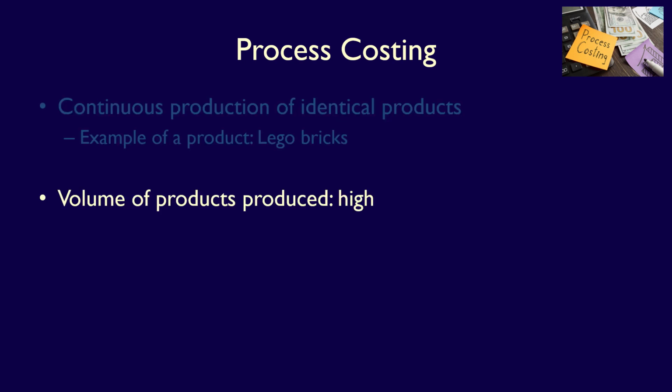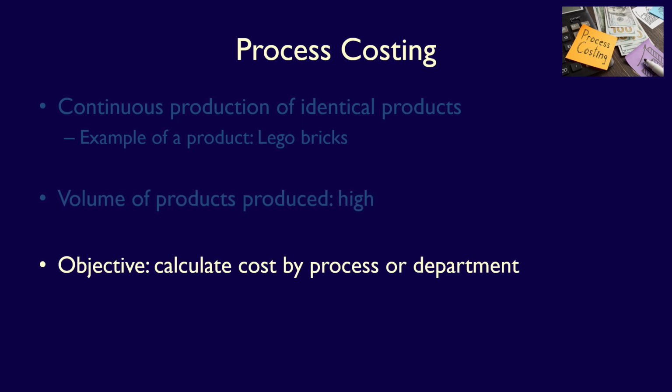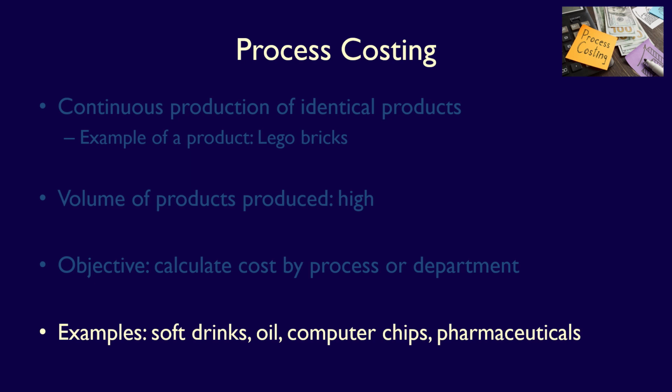In addition, the volume of products produced is huge. A great example would be Lego bricks. It's estimated that the annual production of Lego bricks averages 36 billion, or about 1,140 bricks per second. Well, at least according to Wikipedia. The objective of a process costing system is to accumulate costs either by process or department. The cost of each unit is calculated by dividing the total processing costs by the total units produced.